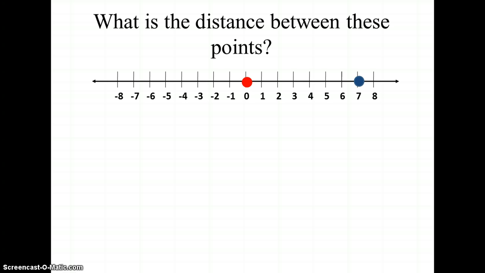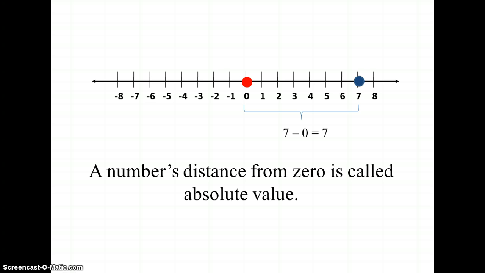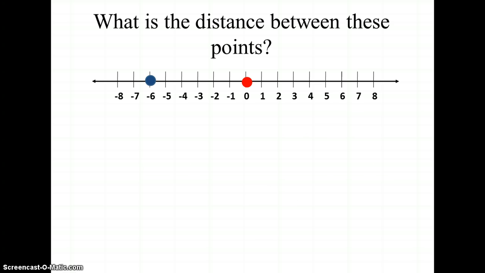To find the distance between these points, between 0 and 7, I simply have to take my higher number, 7, and subtract 0 from it, which gives me 7. This is also the absolute value. And remember, a number's distance from 0 is called the absolute value. So the absolute value of 7 is 7.